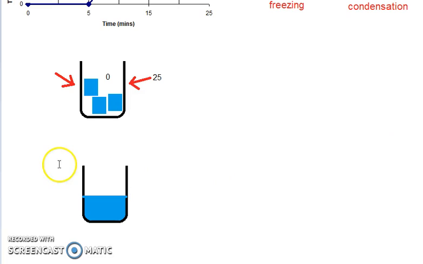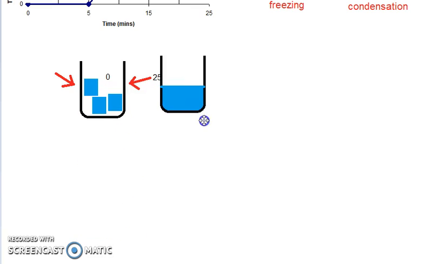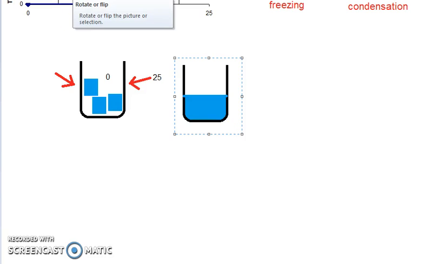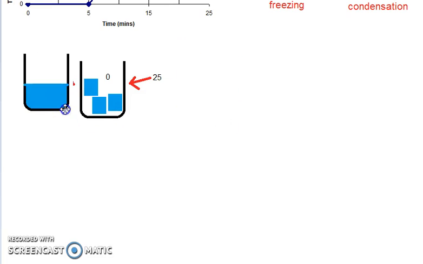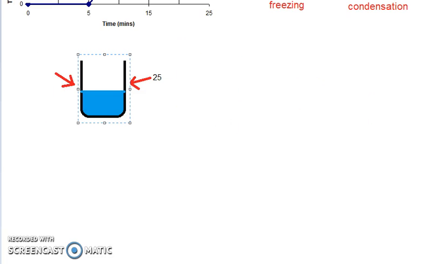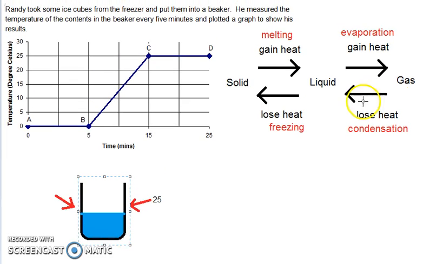Now once the ice has melted completely, you will notice that this is where B begins. When B begins, the water here is still 0 degrees, but it is slowly increasing in that 10 minutes duration. The water is still increasing all the way until it reaches C.